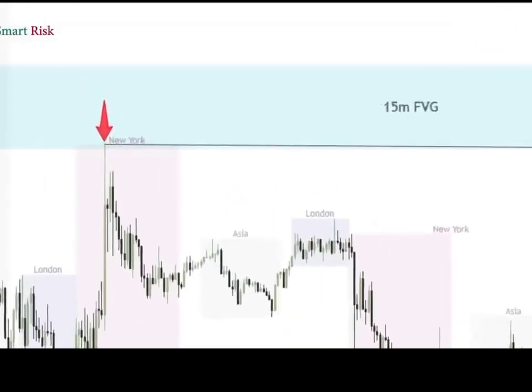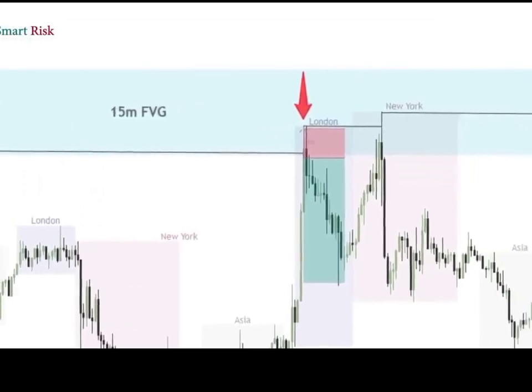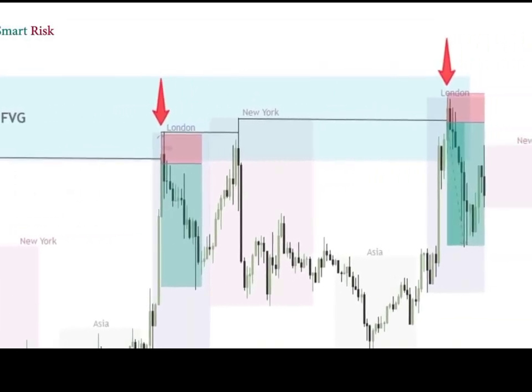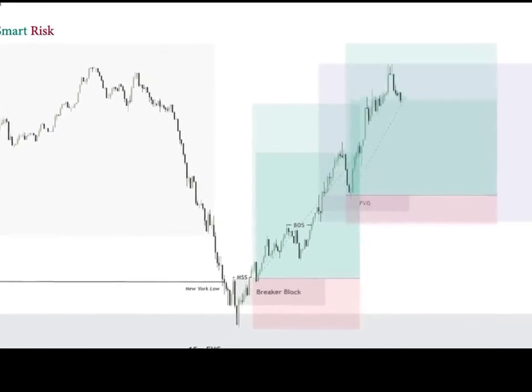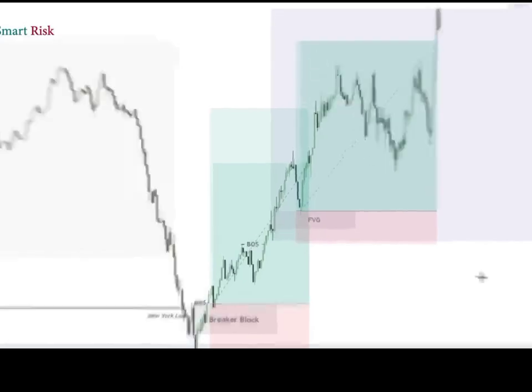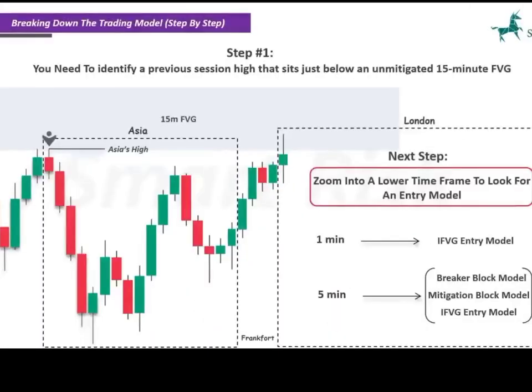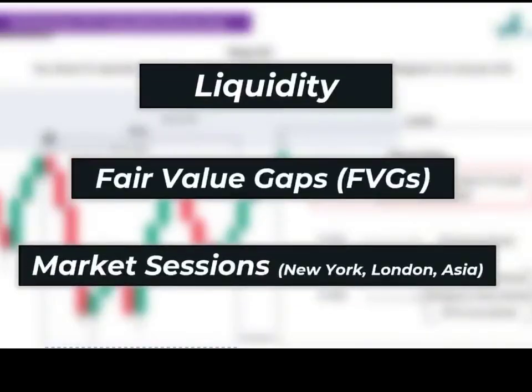Today's video, I'm going to break down one of the most powerful smart money concepts and ICT's trading strategy. A strategy that has the potential to skyrocket your win rate and help you consistently find A-plus setups. This is not just a random setup or some basic concept. It's an advanced trading model that combines liquidity, fair value gaps, and market session timing into one complete system.